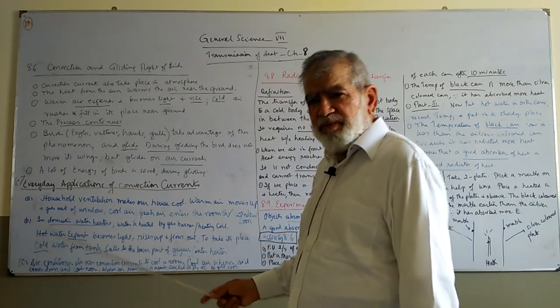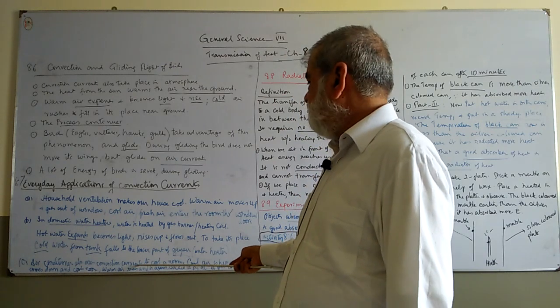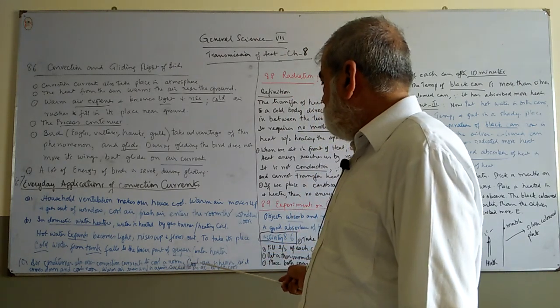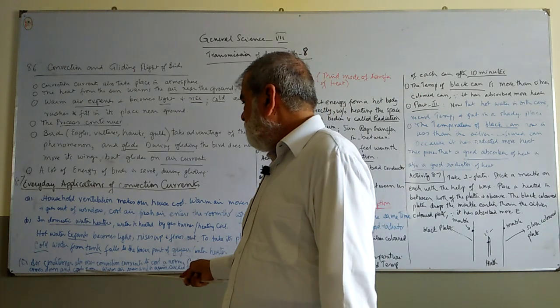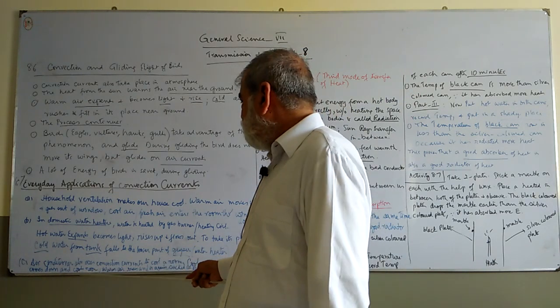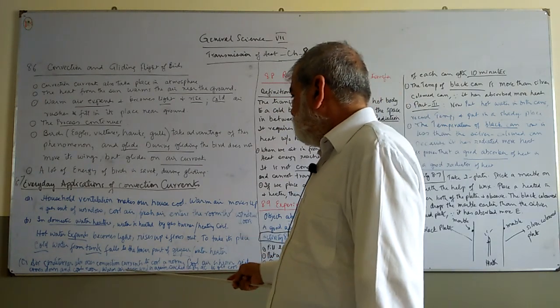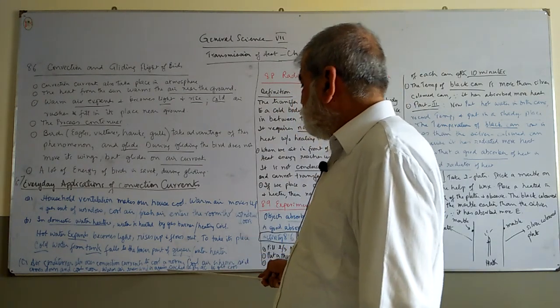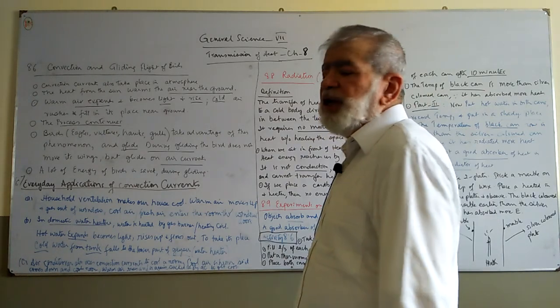Now please read what is written here. Air conditioners also use convection currents to cool a room. Cool air is heavy, so it comes down and cools the room. Warm air rises, and is again sucked in by the air conditioner, the AC, to get cool.